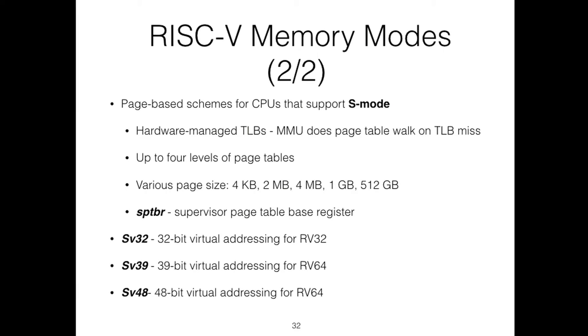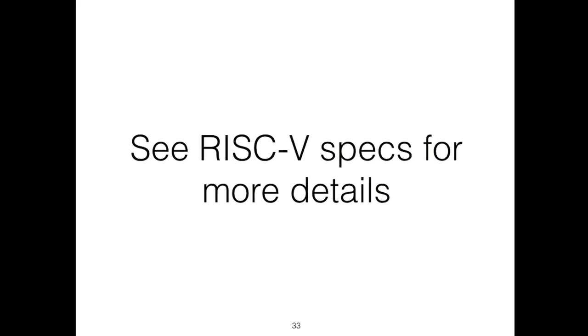One of the more important registers is SPTBR, the supervisor page table base register, and that'll hold the page table. For 32-bit, you'll be doing 32-bit virtual addressing, that's SV32. For 64-bit, you have an option: you can do either 39-bit virtual addressing or 48-bit virtual addressing. On FreeBSD, we're currently doing 39-bit, and I believe Linux is also doing 39-bit virtual addressing. So that's a quick overview.